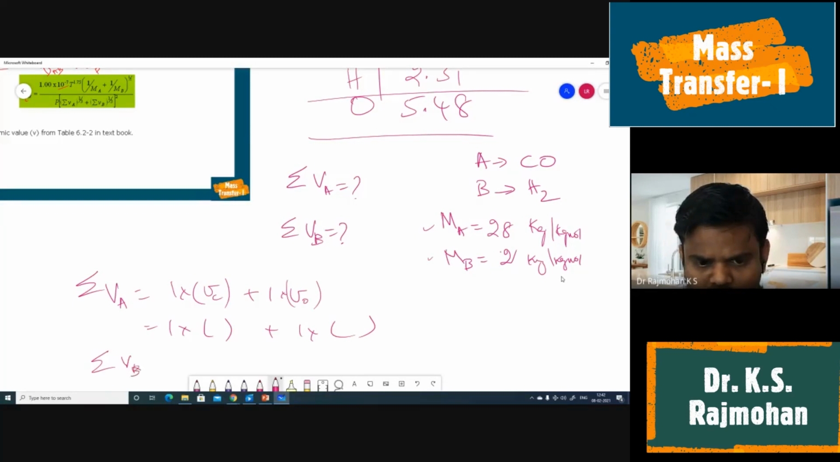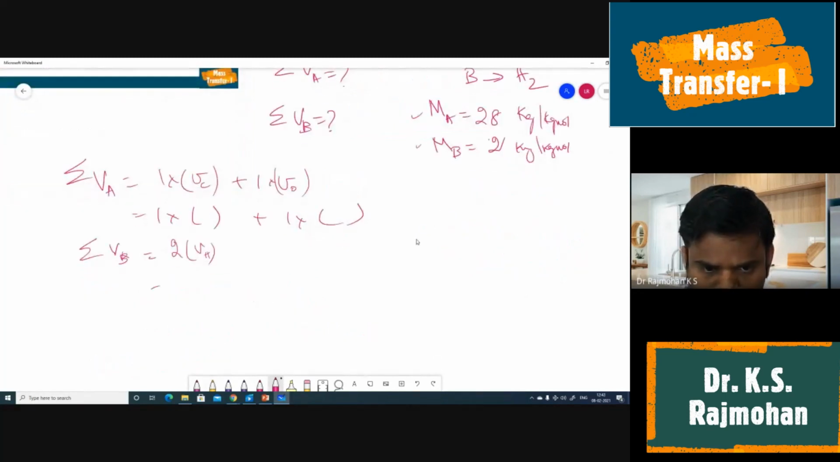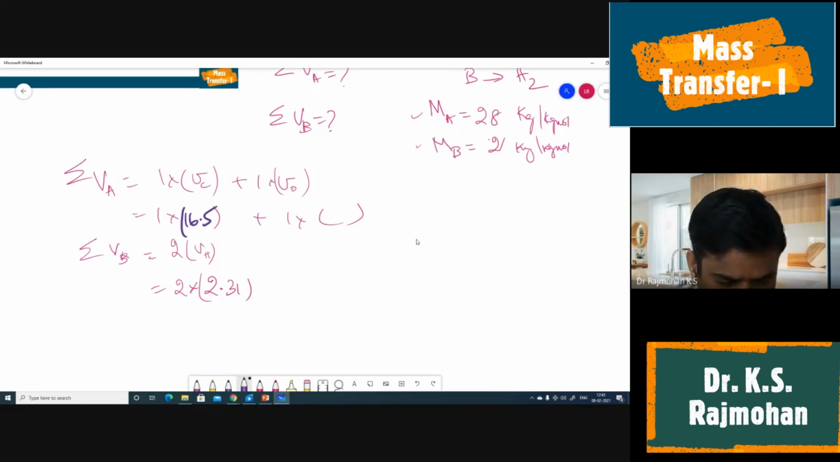Similarly, B is equal to H2, right? That means 2 times the volume of hydrogen atom. So 2 into, what is the value for hydrogen given, one of you? 2.31. Carbon? 16.5. For oxygen? 5.48. Very good. Okay, so you get the values.